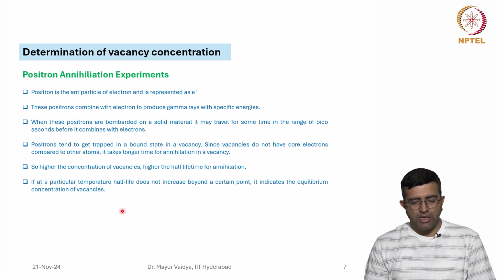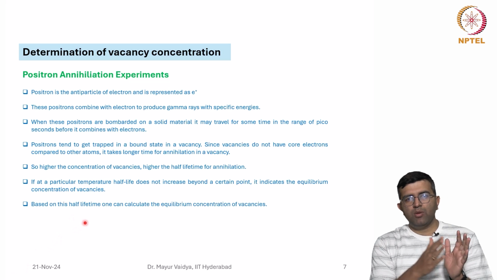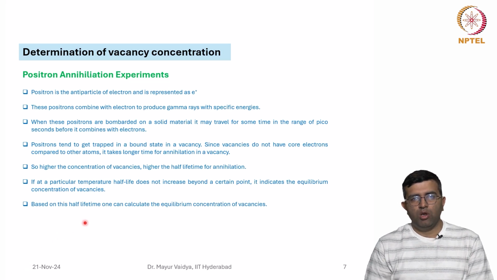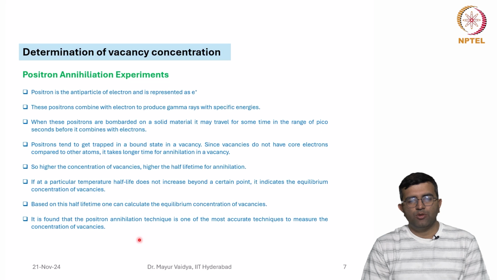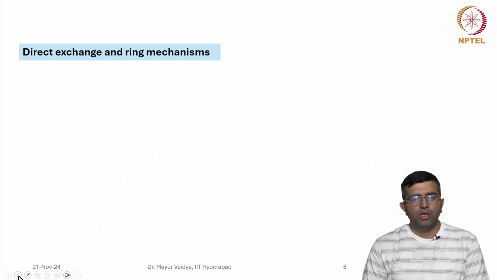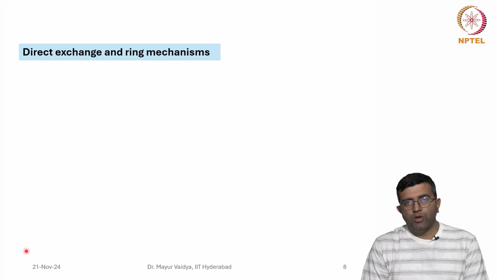So if at a particular temperature the half-life does not increase beyond a certain point, it indicates the equilibrium concentration of the vacancies. And based on this half time, one can calculate the equilibrium concentration of vacancies present in the material. And as I said, it is found to be the most accurate technique to measure the concentration of the vacancies. So now going to the mechanisms of diffusion.